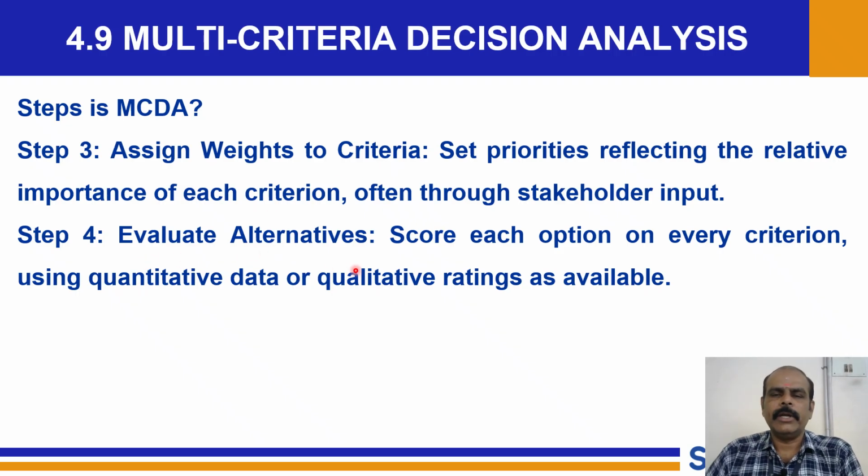Step 4, evaluate alternatives. Score each option on every criterion using quantitative data or qualitative ratings as available. So now you have got options. Whichever data you have, either qualitative or quantitative, just go ahead and get it sorted. Compare them and come out with the standard alternative scores.